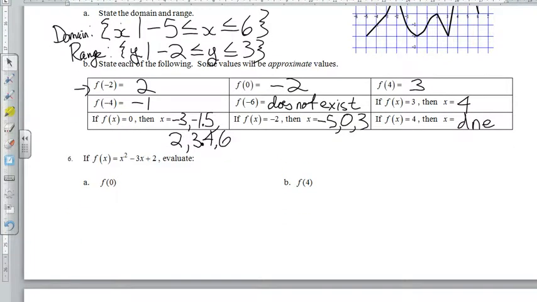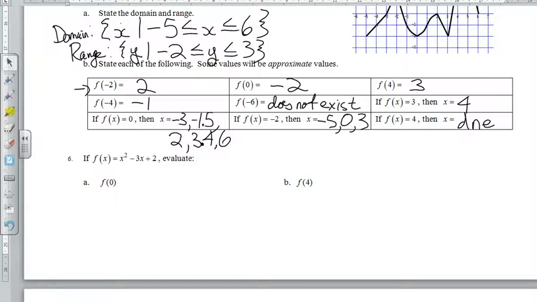Number 6, we're now given the definition of a function as a formula. If f of x is x squared minus 3x plus 2, we could graph this if we wanted to, going y1 equals. Another way of looking at this is y equals x squared minus 3x plus 2. When we say f at 0, what are we really saying? x is 0. The value of y when x is 0.